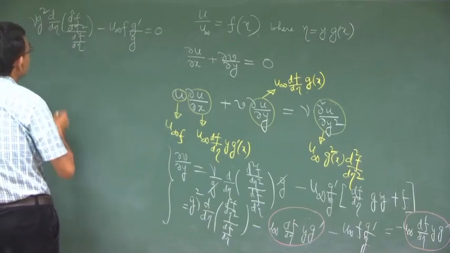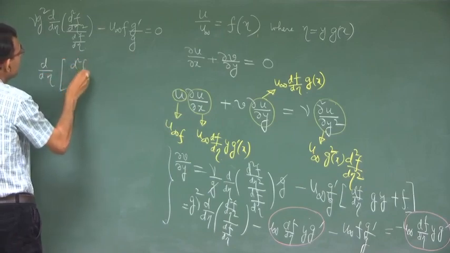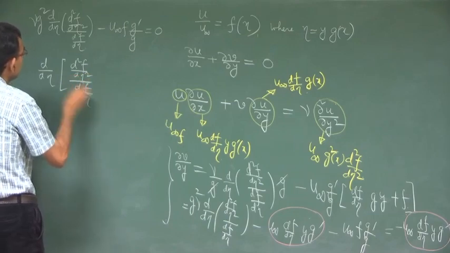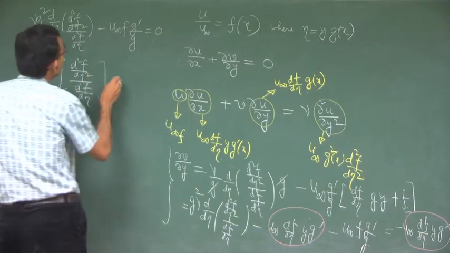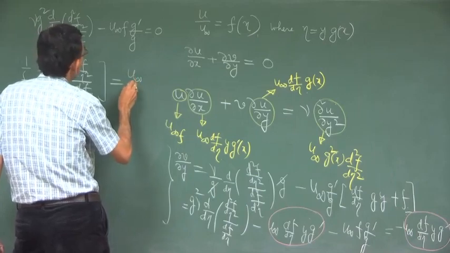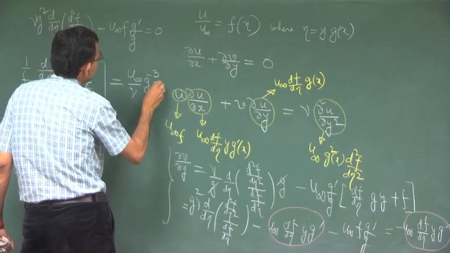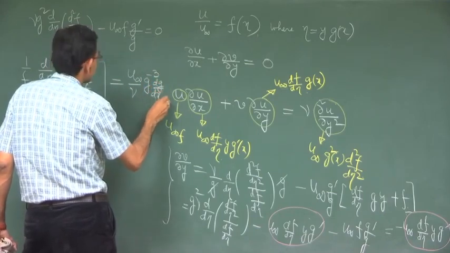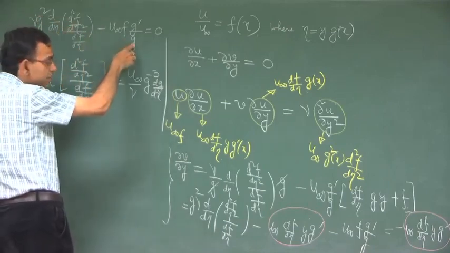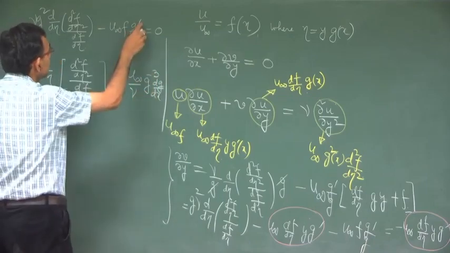So, you can write d d eta of d 2 f d eta 2 by d f d eta into 1 by f is equal to u infinity by nu g to the power minus 3 dg dx, right. So, this g square and this g will make it g to the power minus 3 and dg dx, this g dash.